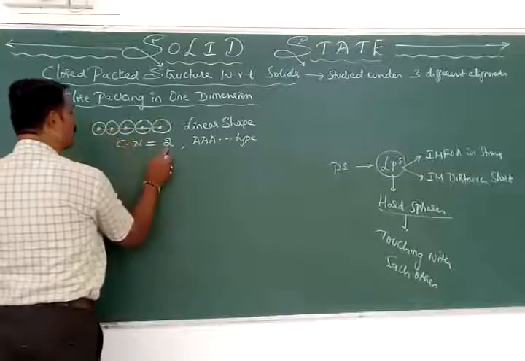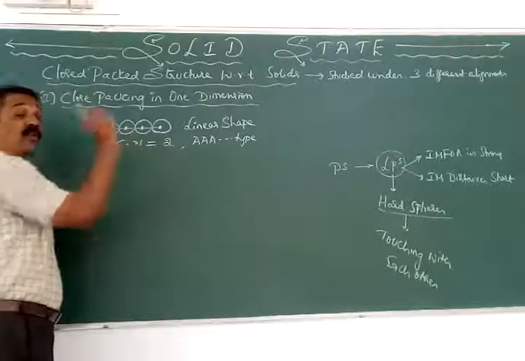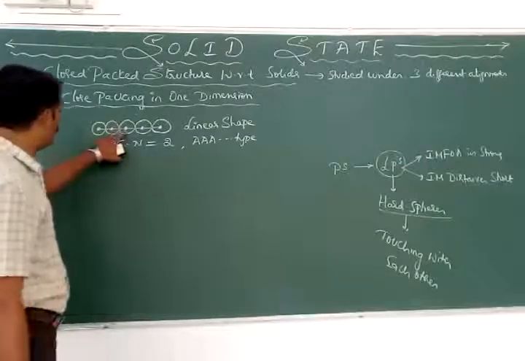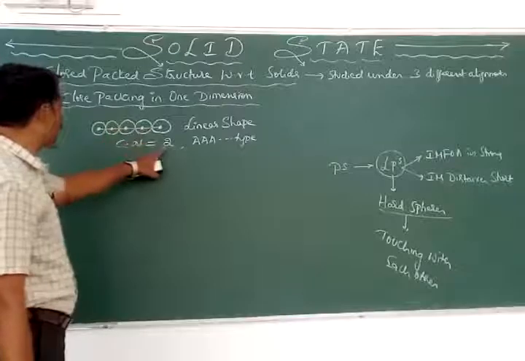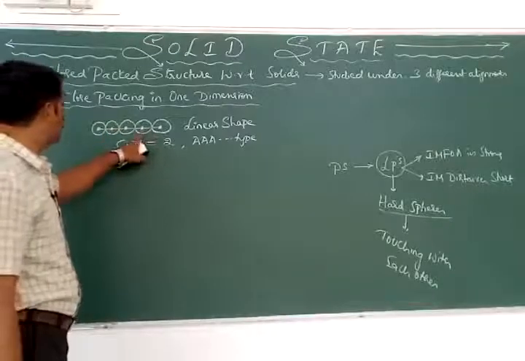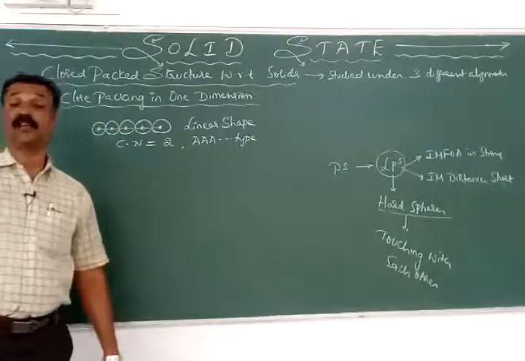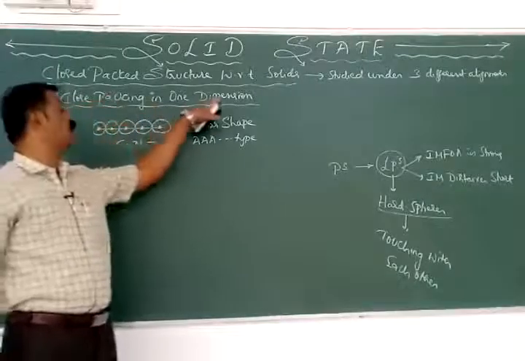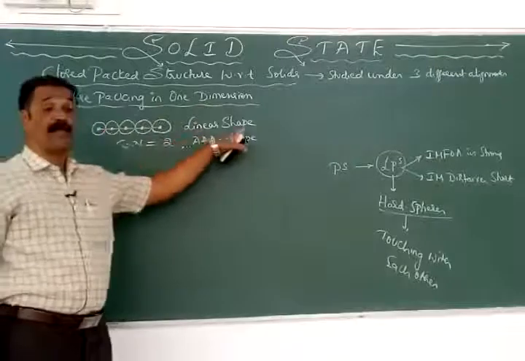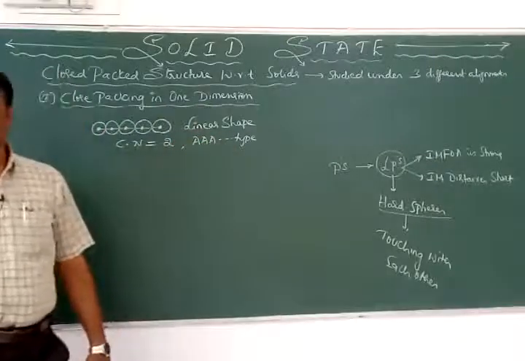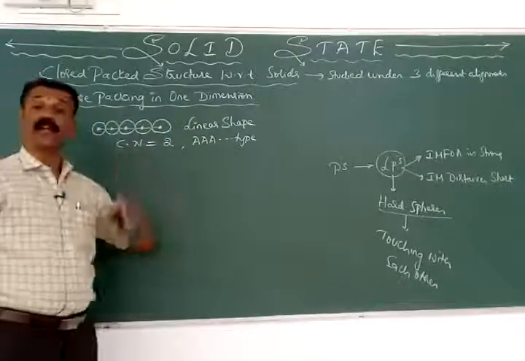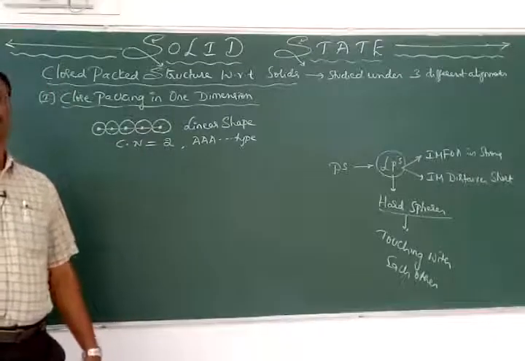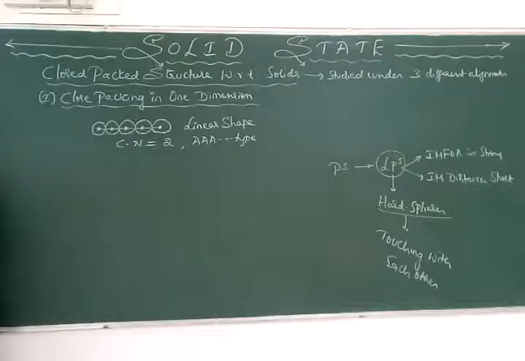Therefore, how many nearest neighbors are there? It is found to be 2, and that 2 is called the coordination number. If I consider this, again it is surrounded by two neighboring particles, hence the coordination number is 2. If I consider this particle, again it is surrounded by two neighboring particles. Therefore, the close packing with respect to one dimension has a diagonal shape, or sometimes a linear shape, with the coordination number 2. And this is called AAA type here. Okay. So let's have the geometry with respect to that first.